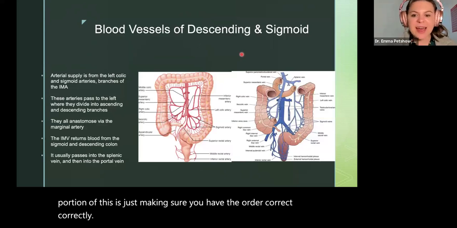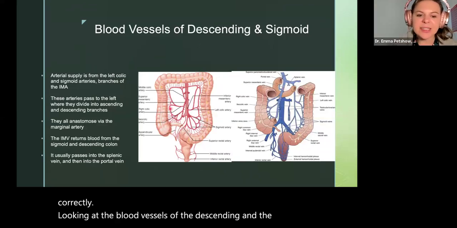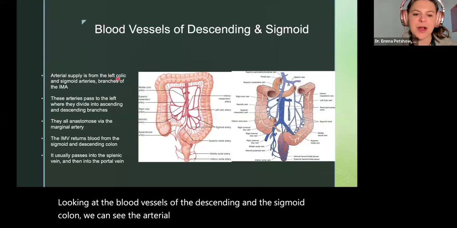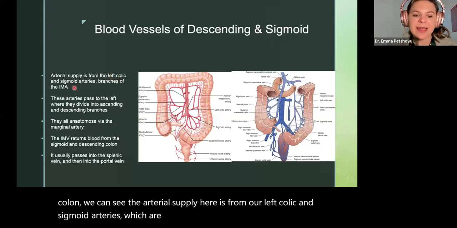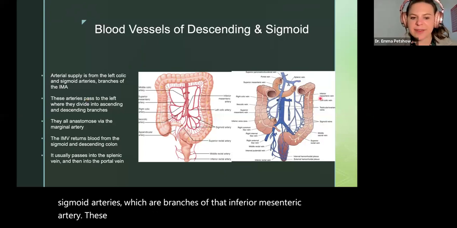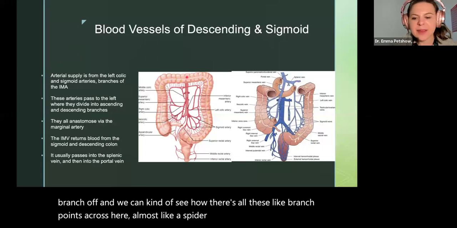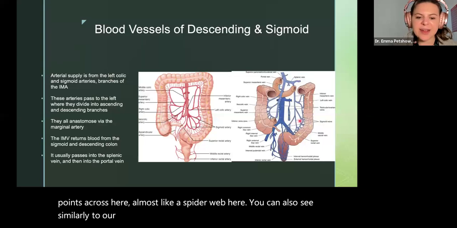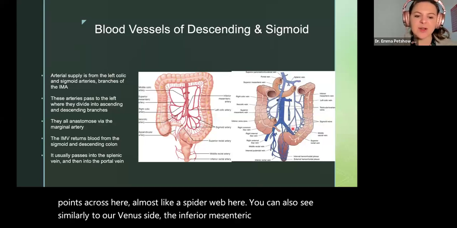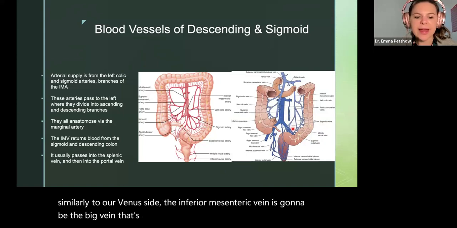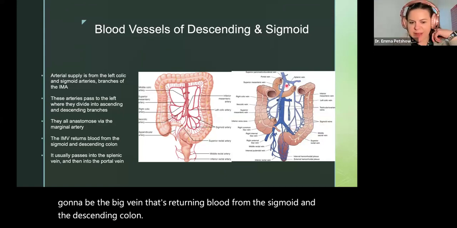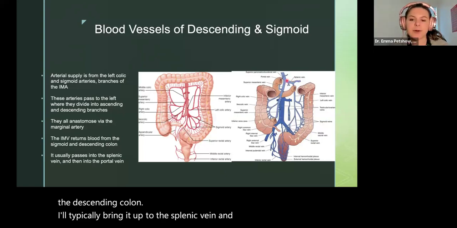Looking at the blood vessels of the descending and the sigmoid colon, we can see the arterial supply here is from our left colic and sigmoid arteries, which are branches of that inferior mesenteric artery. These arteries pass to the left where they start to divide and branch off, and we can see how there are all these branch points across here, almost like a spider web. You can also see, similarly on our venous side, the inferior mesenteric vein is going to be the big vein that's returning blood from the sigmoid and the descending colon. It'll typically bring it up to the splenic vein, and then it'll go directly into portal circulation.